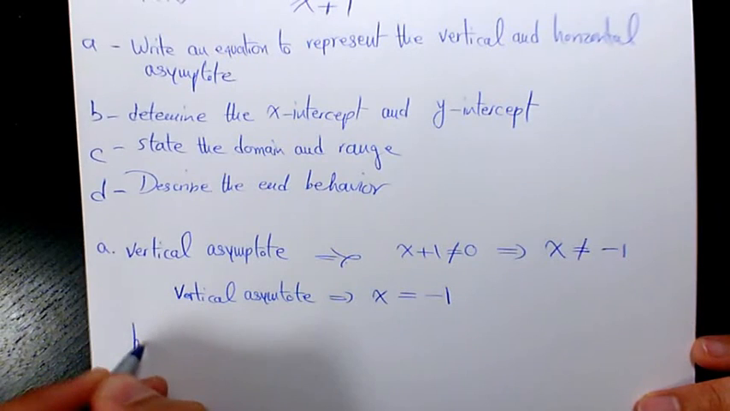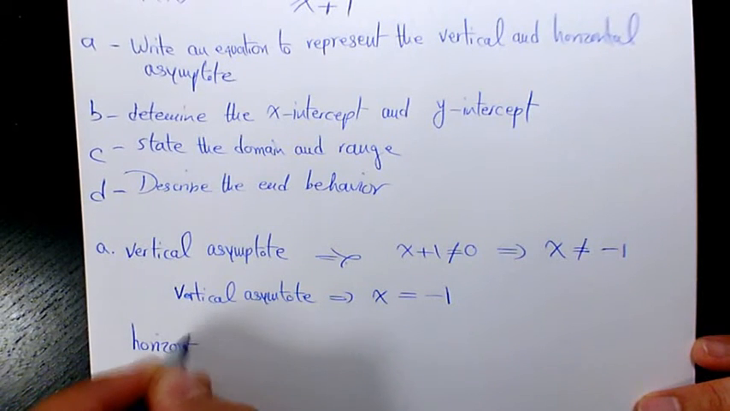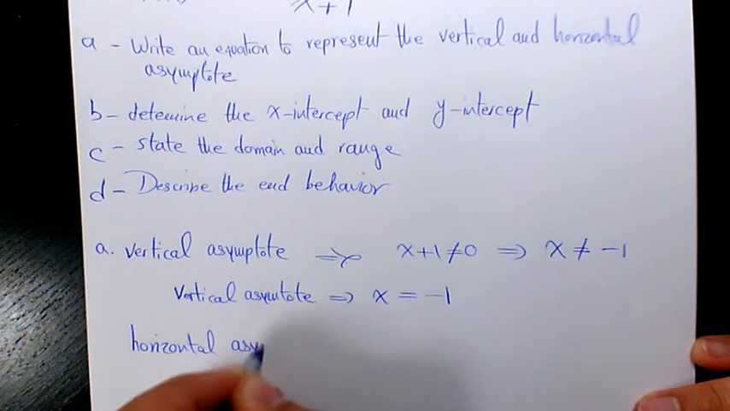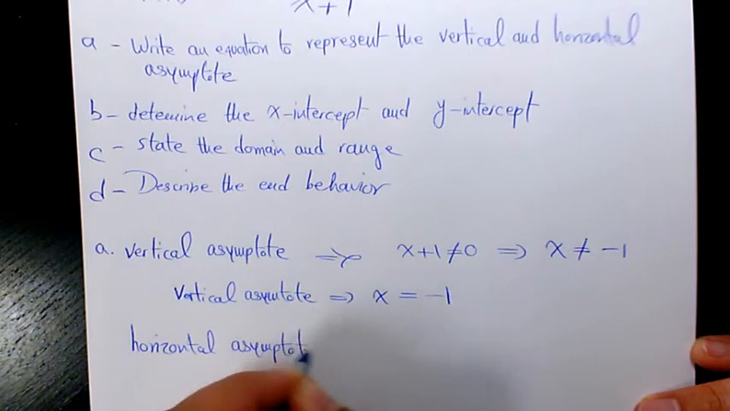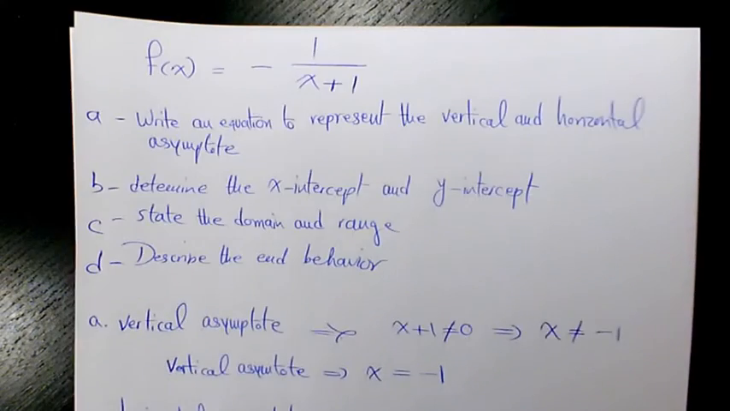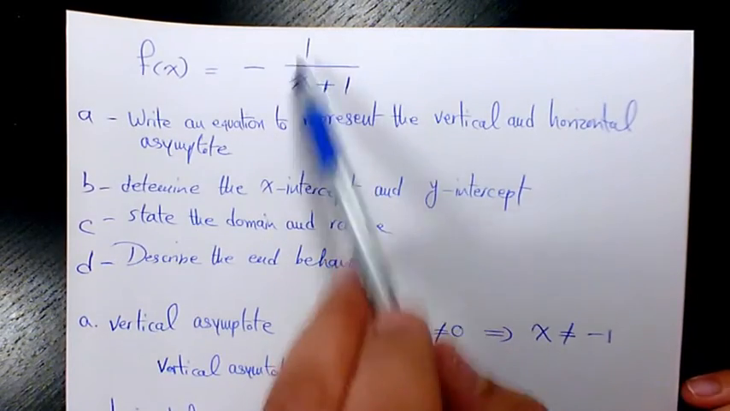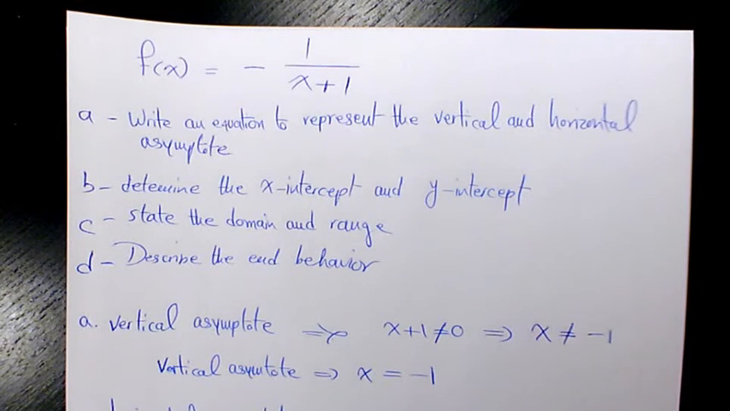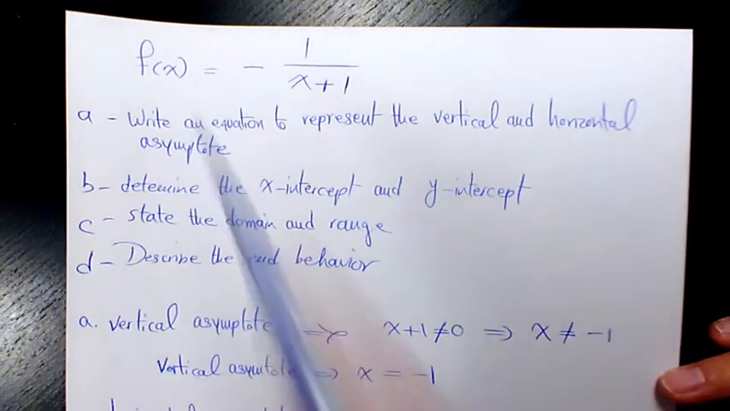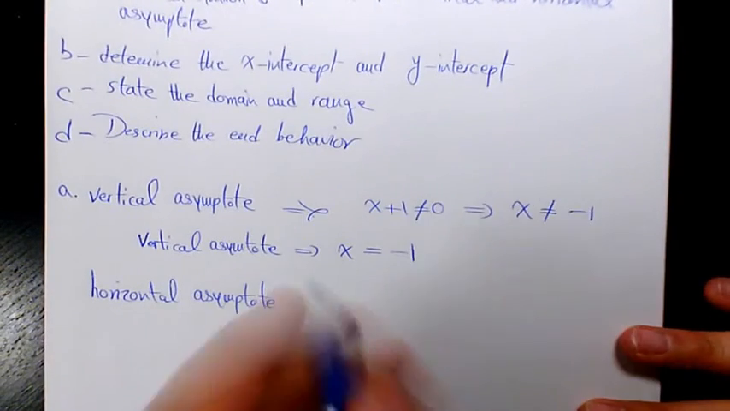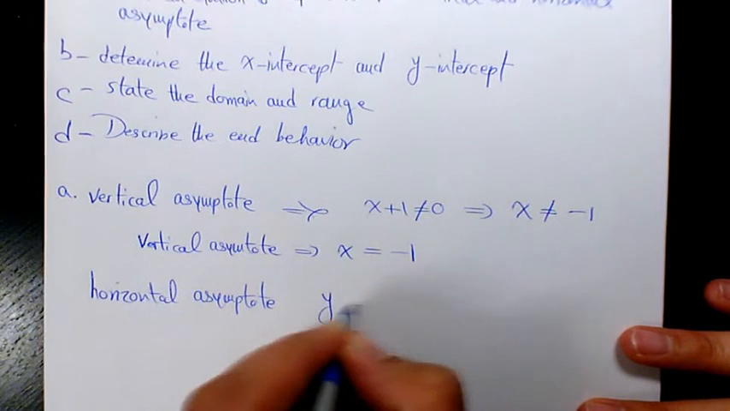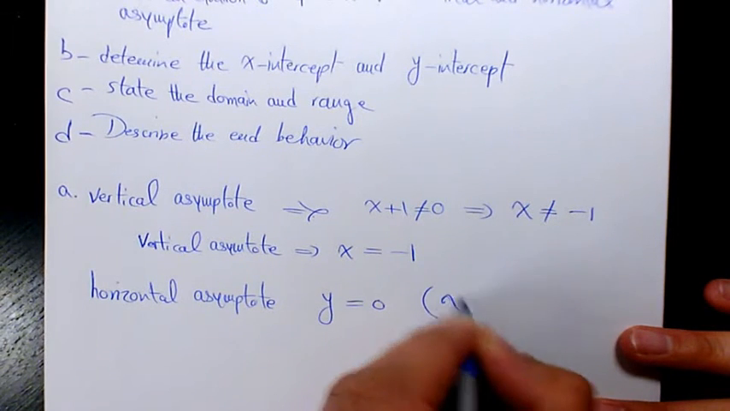What about the horizontal asymptote? In this example, the degree of the numerator is less than the degree of the denominator. So when x approaches infinity or negative infinity, y approaches 0. So it's going to be y equals 0, which is the x-axis.